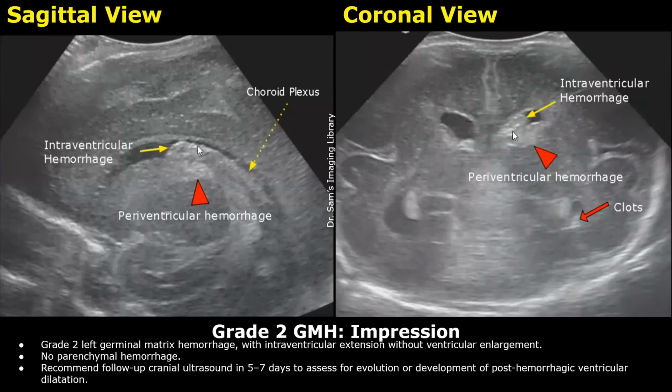This is the impression. Grade 2 left germinal matrix hemorrhage with intraventricular extension without ventricular enlargement. No parenchymal hemorrhage. Recommend follow-up cranial ultrasound in 5 to 7 days to assess for evolution or development of post-hemorrhagic ventricular dilatation.